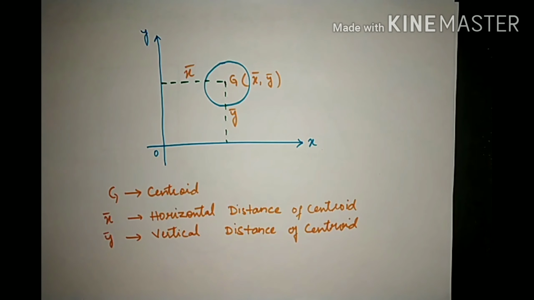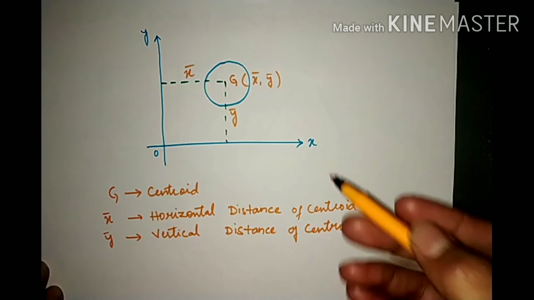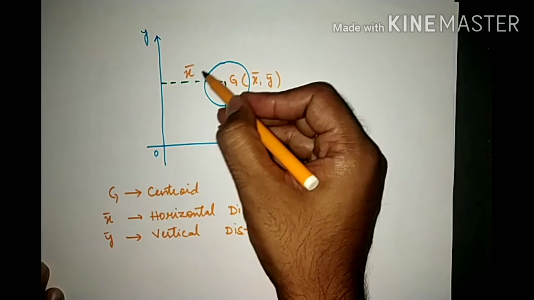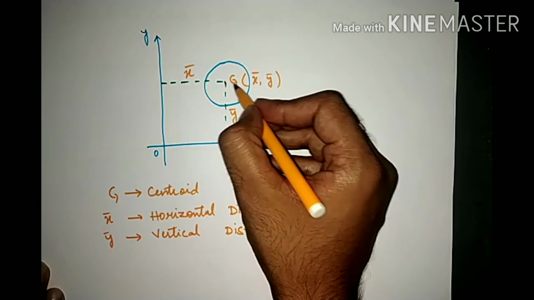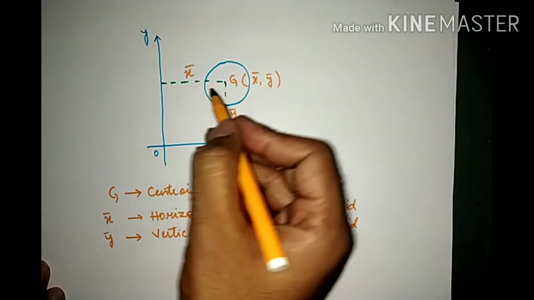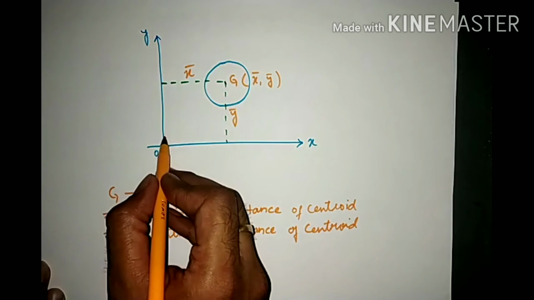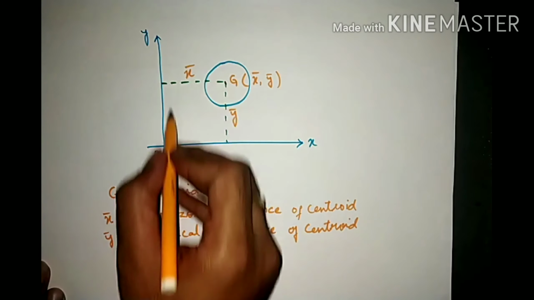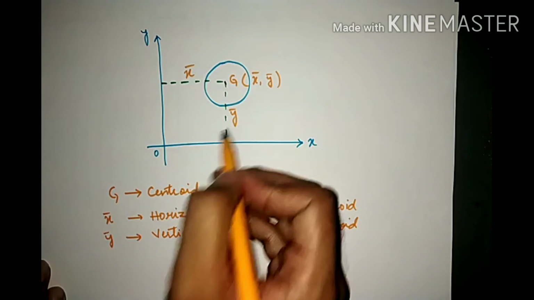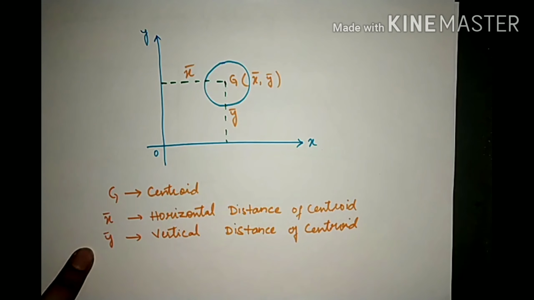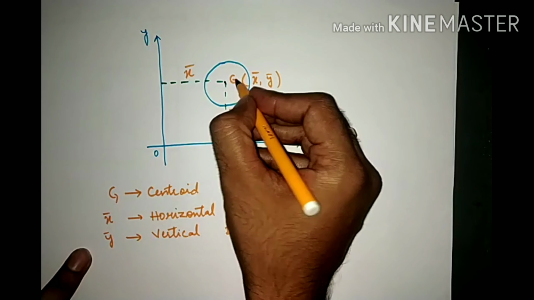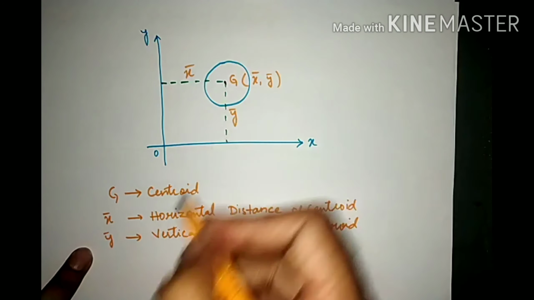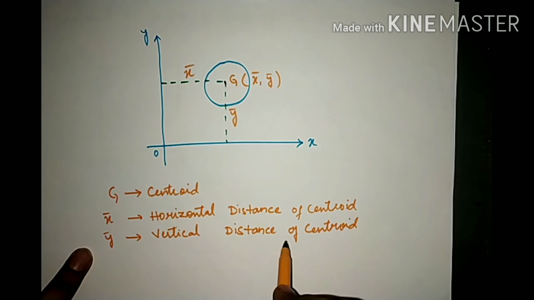Now we will discuss what the centroid is again. If you consider any object or any plane, let us for instance take a circle, its centroid is denoted by G, whereas the distances from the reference axes, this x-axis and y-axis, that is x bar and y bar, are the horizontal and vertical distances of the centroid. So if the centroid of this circle lies at point G, then x bar and y bar represent the horizontal distance and vertical distance of the centroid respectively.